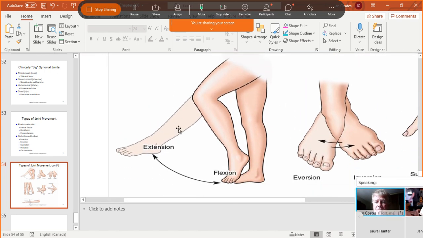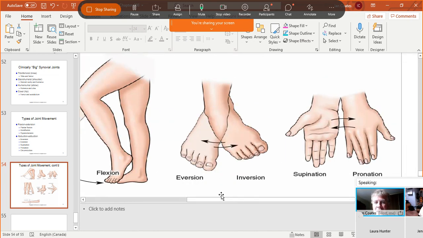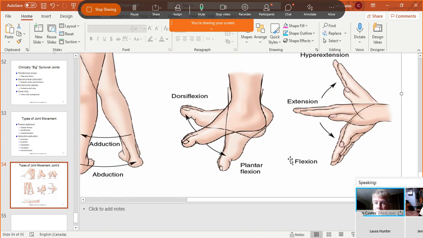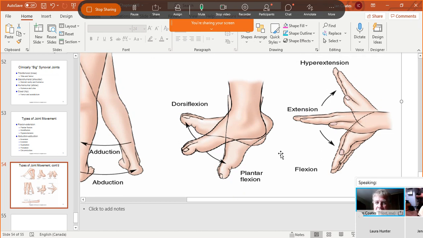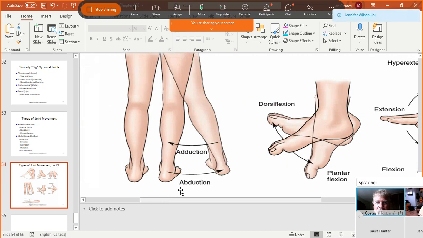Extension, flexion. Okay, we have eversion and inversion. We've done this one, supination, pronation. Here we have flexion, extension, hyperextension. Okay, some of these, man, they get kind of crazy. Am I really too worried about dorsiflexion? Well, maybe I've said it now, but it's not really. This one here I like though.